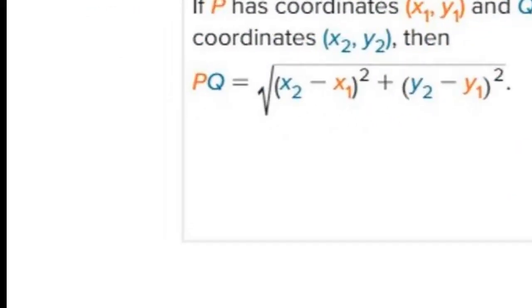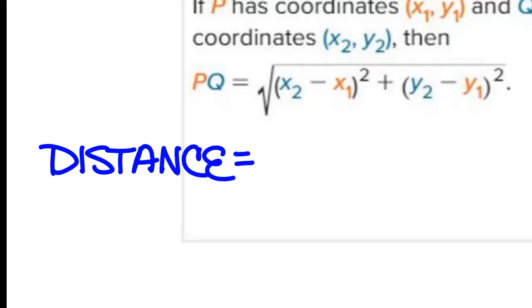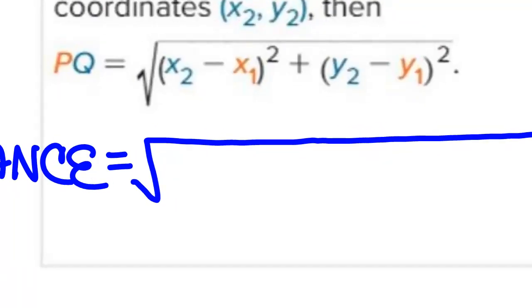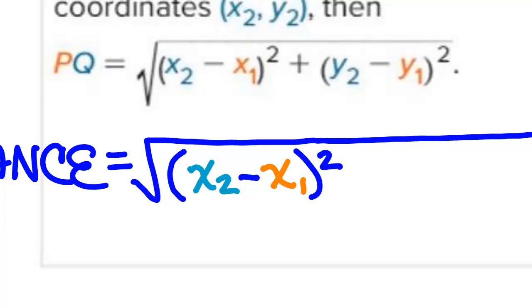Our distance formula is equal to big square root sign here, big square root sign. Underneath the square root sign, we have parentheses. And then we're going to take the ordered pairs for these numbers, and we're going to take the second x, we call that x2, and we're going to minus the first x, minus x1. And then we're going to close our parentheses and square it.